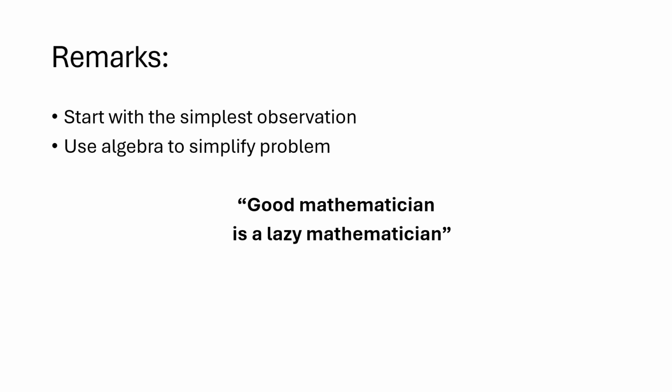A few quick remarks before ending the video. Number one, if you see any observation, start with that. Things like reverse chain rule and integration by substitution are usually quite easy, so if you spot that, go for it. Also remember that algebra is so crucial in A-level because it lets us simplify many problems that are otherwise seemingly difficult. There's a famous phrase that a good mathematician is a lazy mathematician, because often mathematicians don't want to do a lot of calculation, so they train their intuition so that they can solve questions quickly.